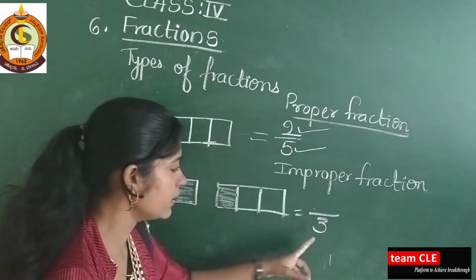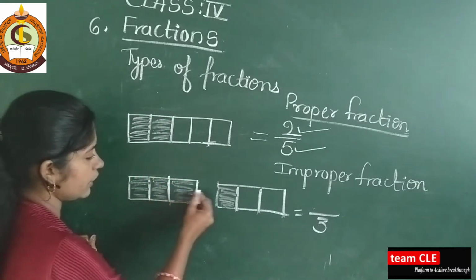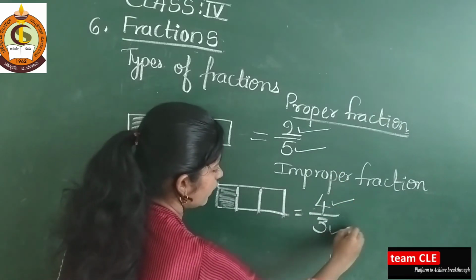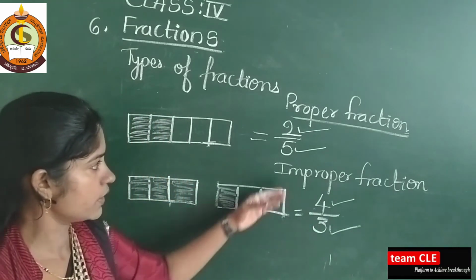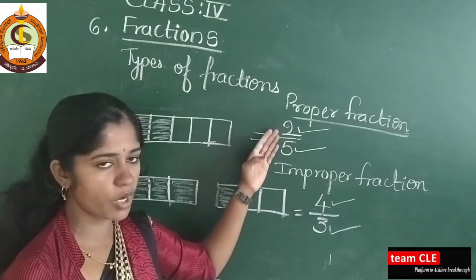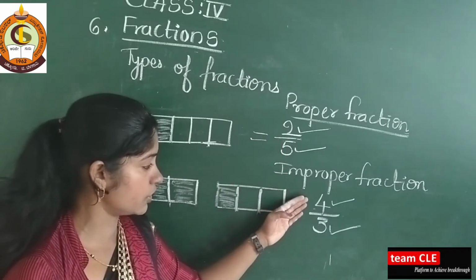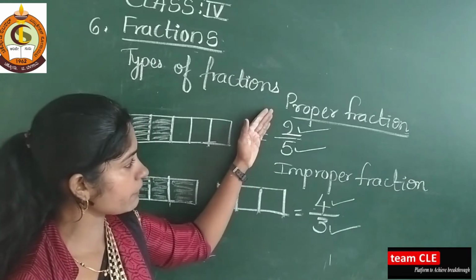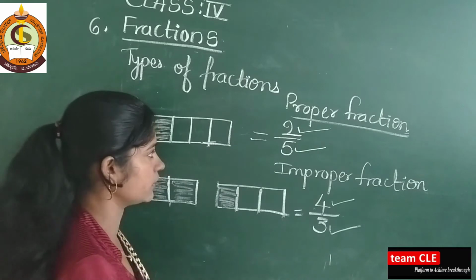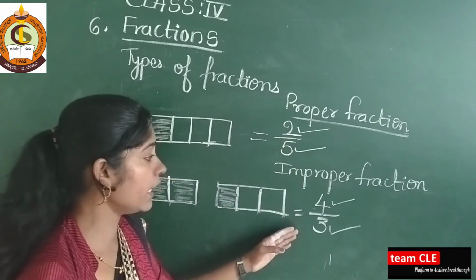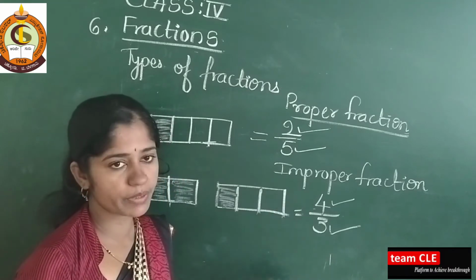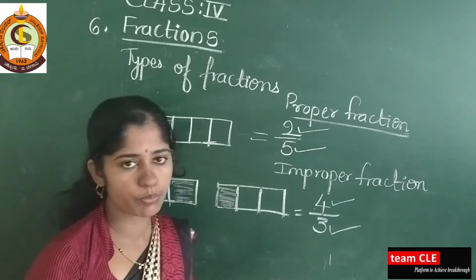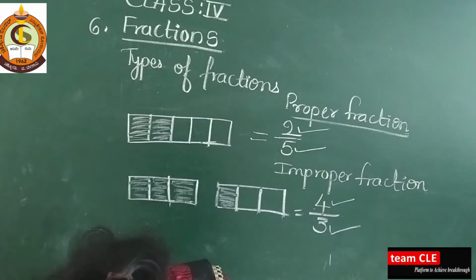Here total parts are 3 and see here 1, 2, 3, 4. Shaded parts are 4. So here numerator is big and denominator is small, which is the reverse. In 2 by 5, numerator is small and denominator big. But in an improper fraction, numerator is big and denominator is small. If you understood proper fraction, its reverse is improper fraction. So these are very important fractions, proper fraction and improper fraction. I hope you understood this.